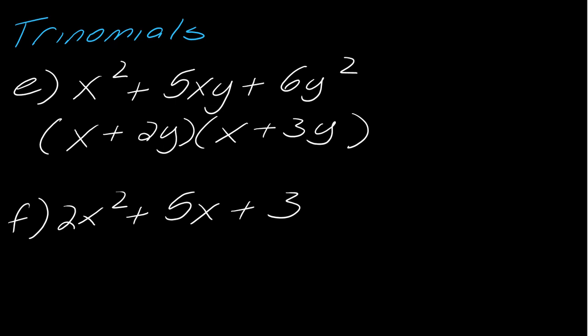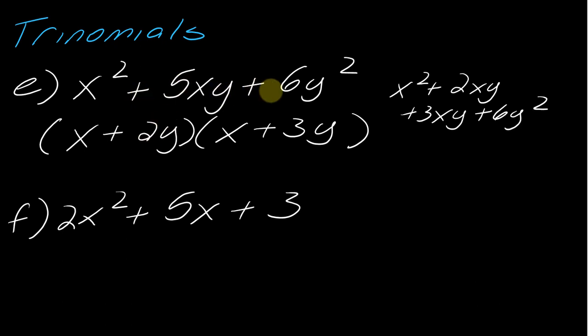And then if you are second guessing yourself, you're not sure, once again, you can just multiply everything out together. So I get x squared plus 2xy plus 3xy plus 6y squared. And yep, that gives me exactly what I need. So really it's just tacking on the y into the factorization and bada bing, bada boom, you're good to go.